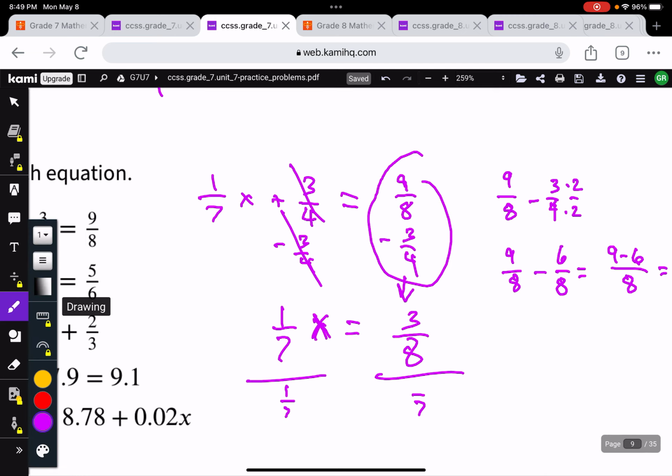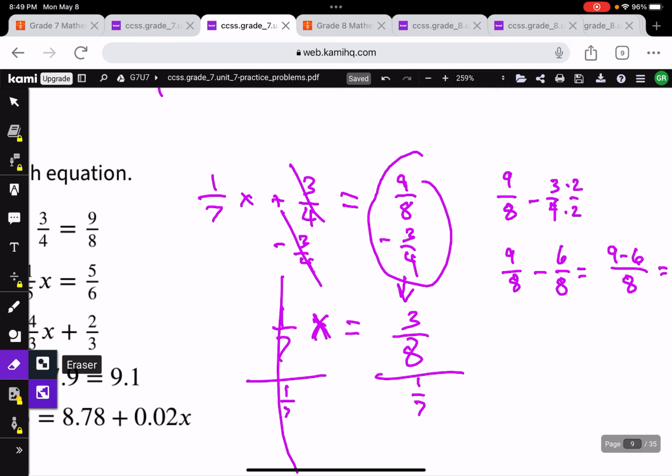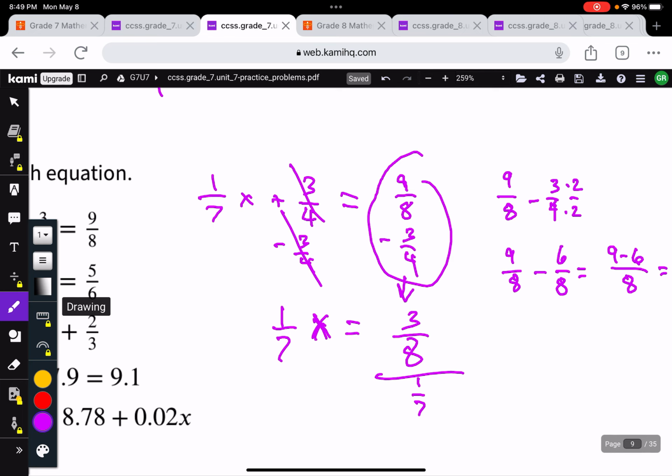Why? Because 1/7 divided by 1/7 is 1, and 1x is what I want. And 3/8 divided by 1/7 will give me my answer. That's fine. I can also just skip to the keep, change, flip. Dividing by 1/7, remember, is the same thing as keep, change, flip.